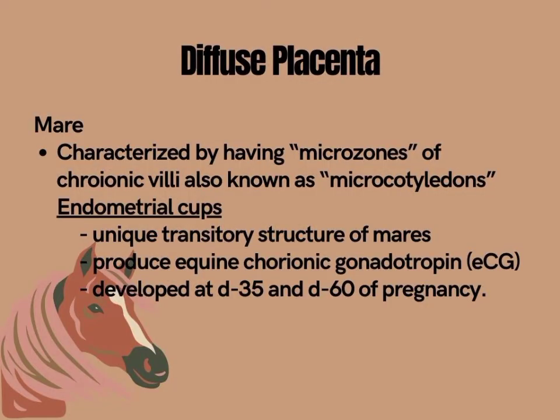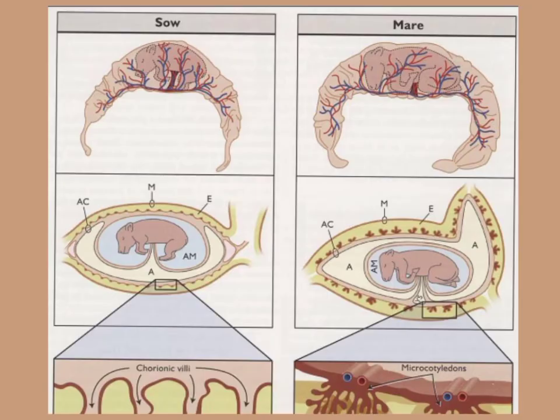The placenta of mare is characterized by having many specialized microzones of chorionic villi known as microcotyledons. It also contains a unique transitory structure known as endometrial cups that produce the equine chorionic gonadotropin and develop between day 35 and day 60 of pregnancy. By day 60, the endometrial cups are sloughed into the uterine lumen and are no longer functional. The figure here shows the diffuse placenta of sow and mare respectively.